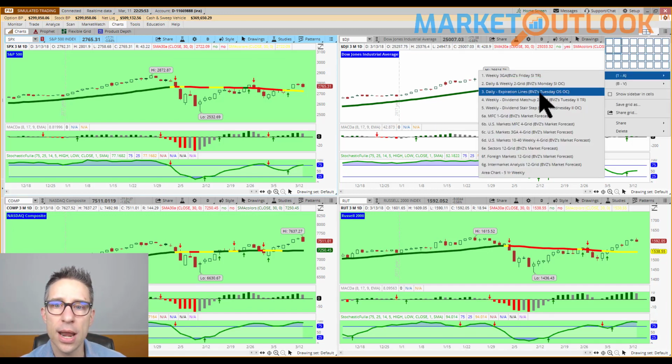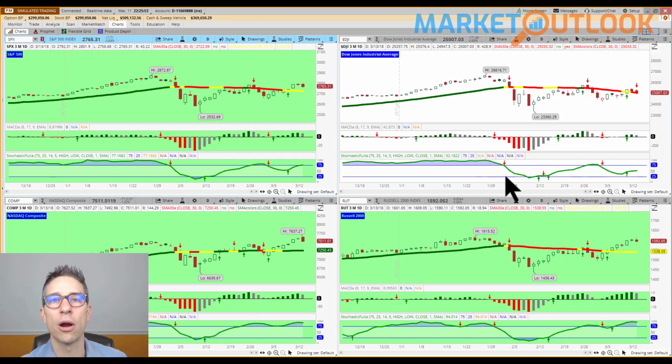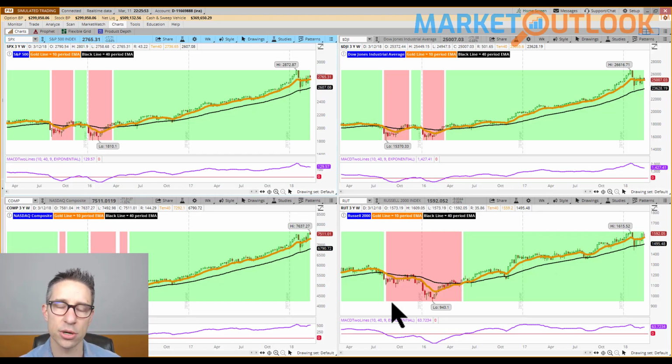All right, let's take a look at our next chart setup, and this is going to be our longer term setup here. This is our 1040 crossover method chart. And on these particular charts, these are 3-year charts that we're looking at here.